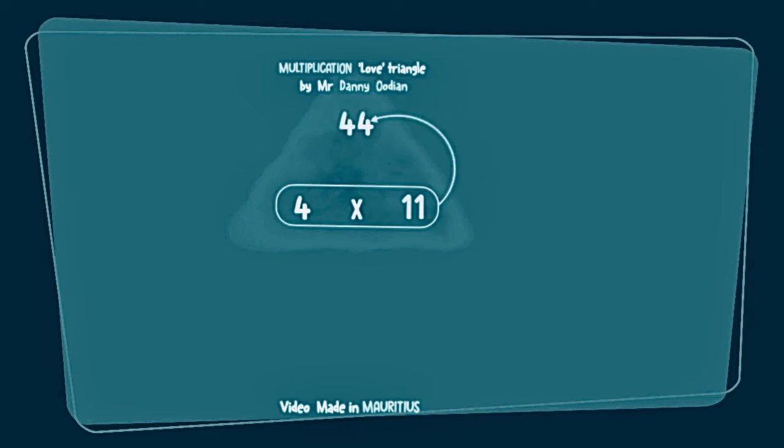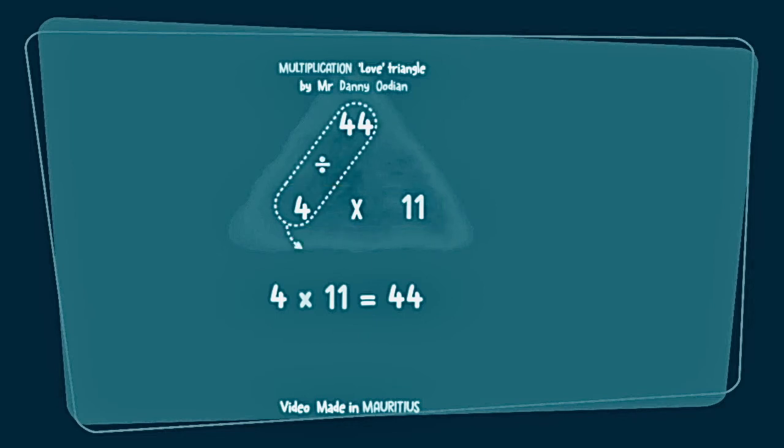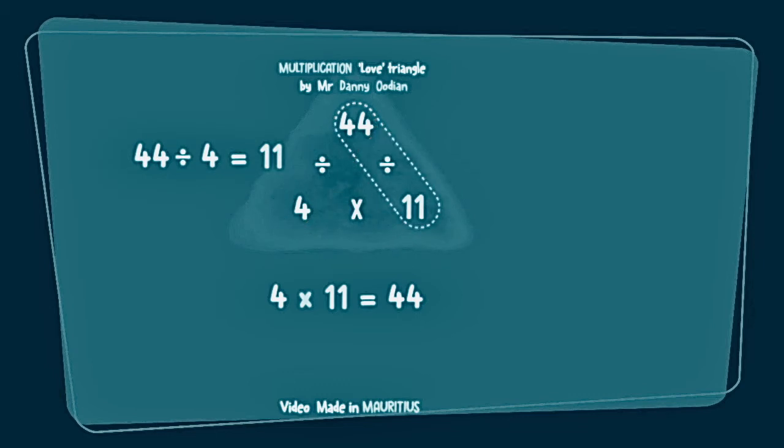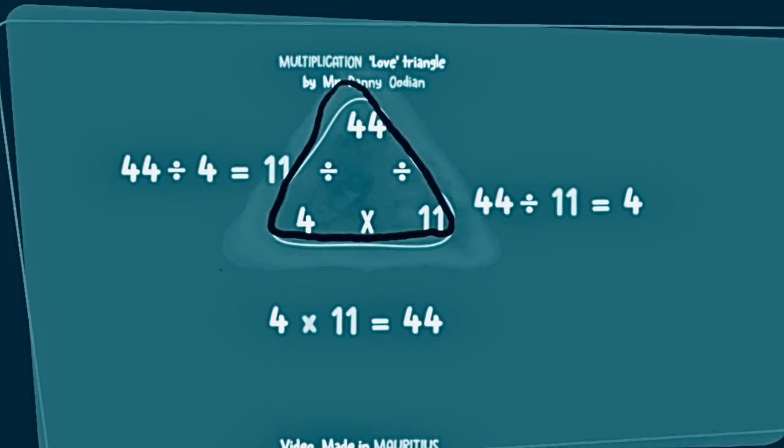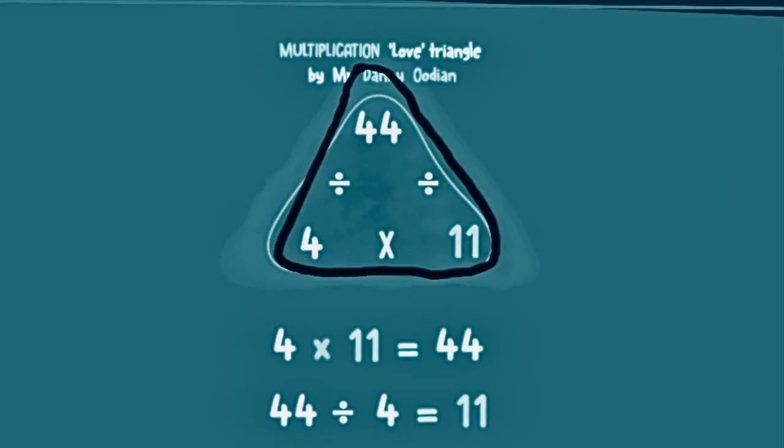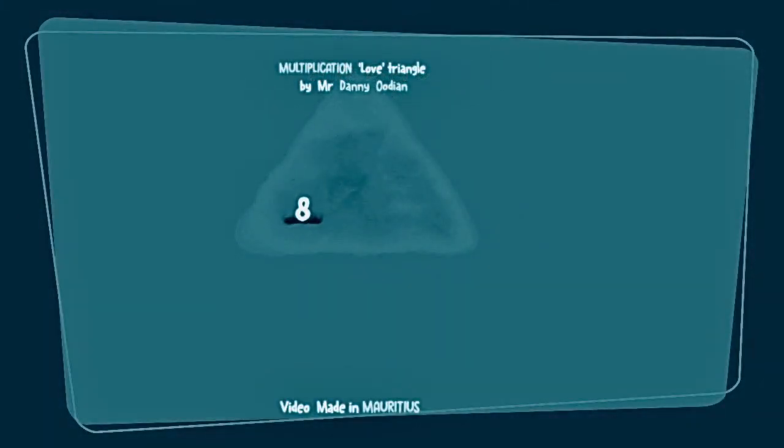4 times 11, 44. But 44 divided by 4 is equal to 11. Similarly, 44 divided by 11 is equal to 4. So 44, 4, and 11 make a multiplication triangle.